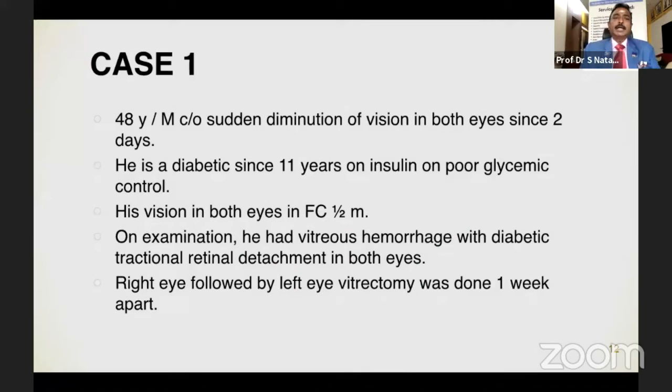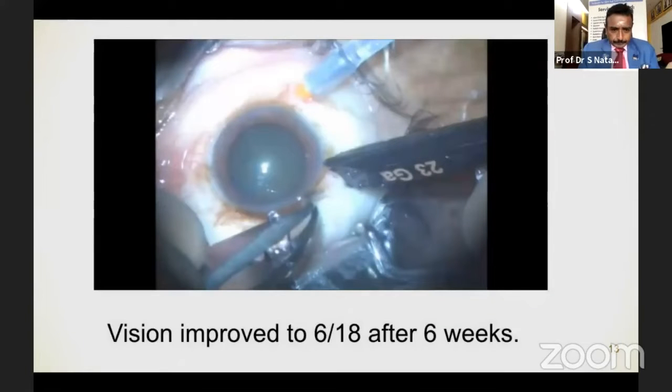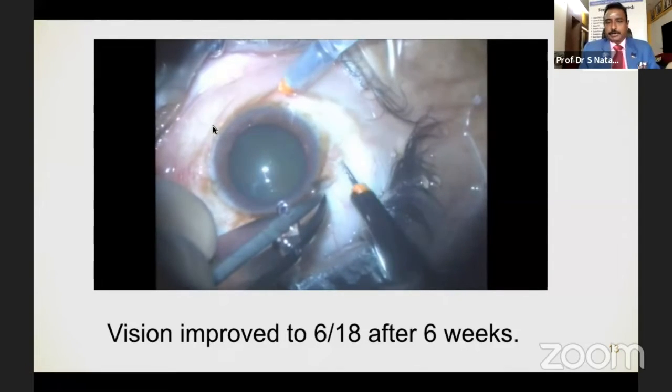So here we have case one, a diminution of vision in both eyes since 2 days. He's a diabetic since 11 years on insulin, with poor glycemic control, came with blindness in both eyes, vision only counting fingers close to face. On examination, he had vitreous hemorrhage with diabetic traction retinal detachment in both eyes. Right eye followed by left eye vitrectomy was done a week apart. And here you can see the vision improved to 6/18 after 6 weeks.